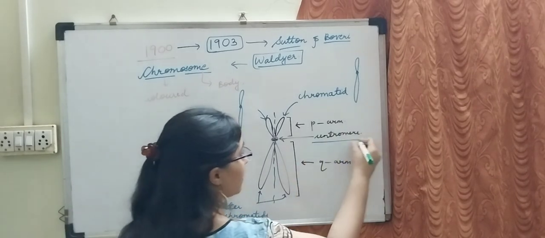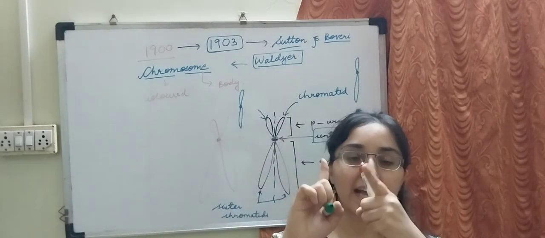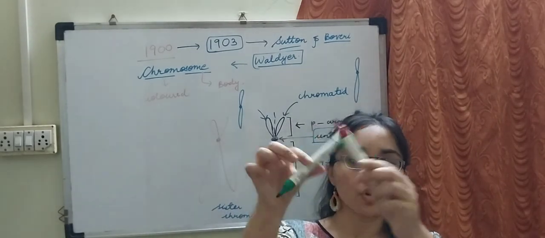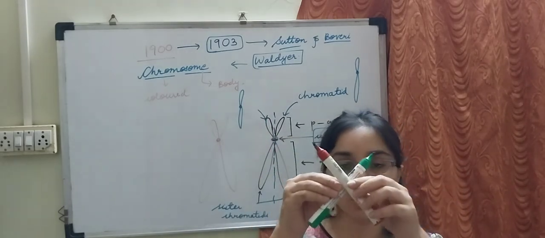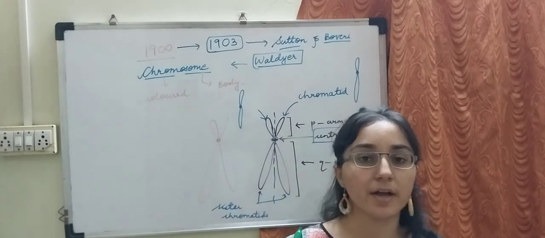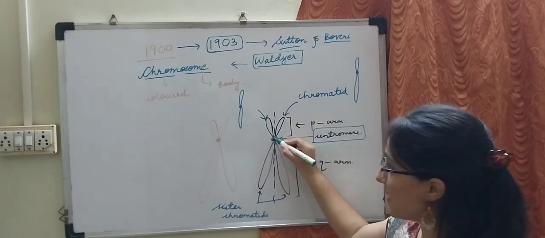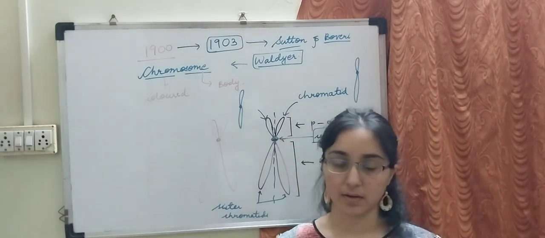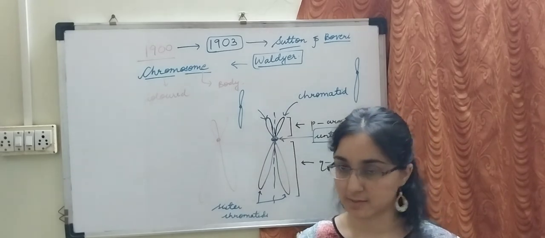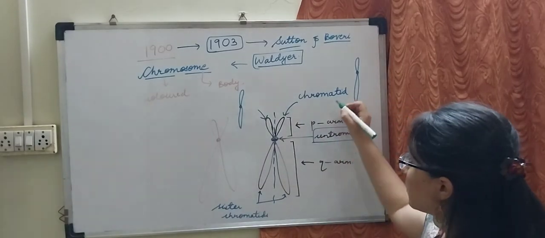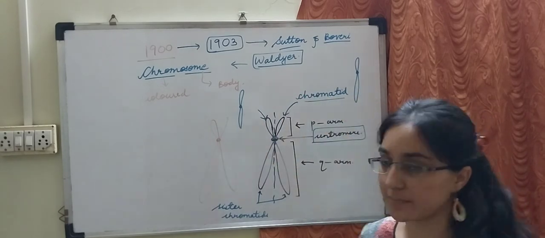This is the centromere, which is attaching two chromatids. Let us consider this is one chromatid and this is the second, and the centromere is present here. We can't say that it is present only in the center, it can be present at any position. This also we will discuss in an upcoming part.